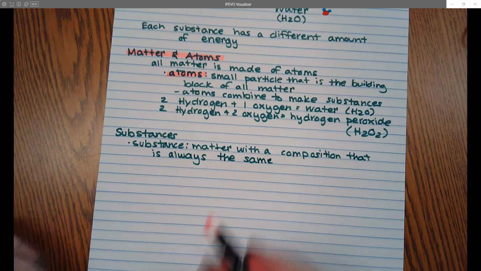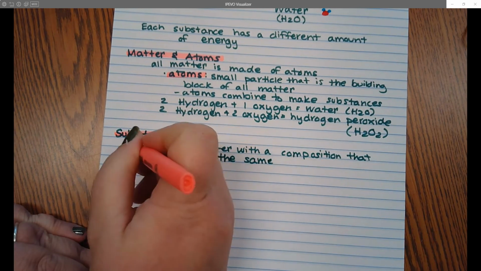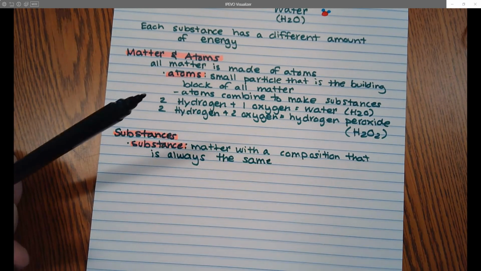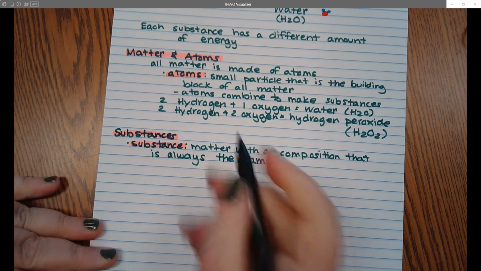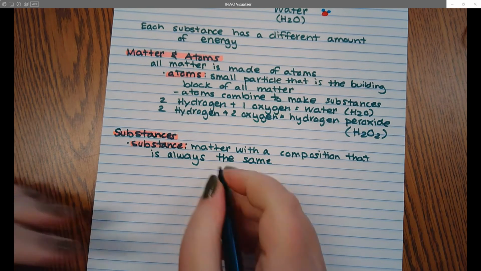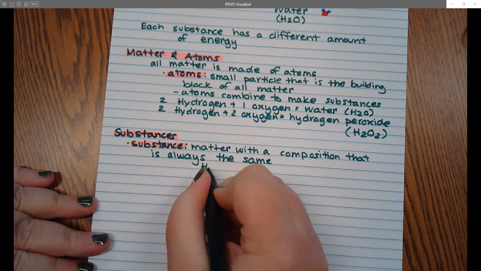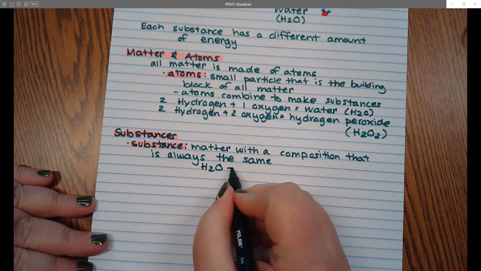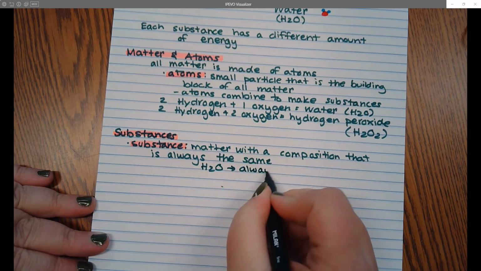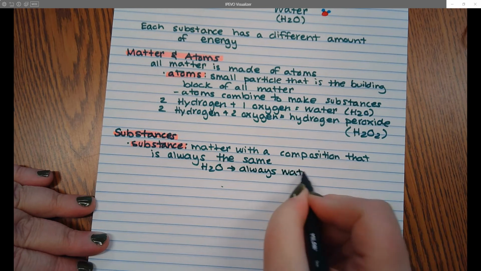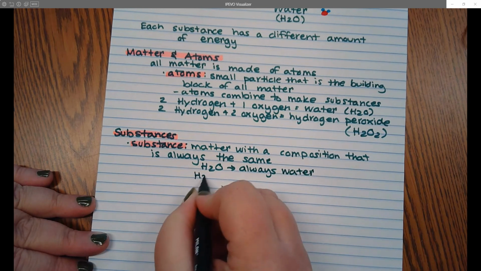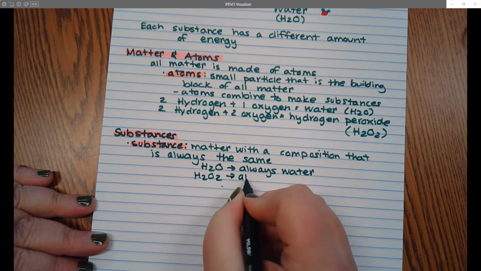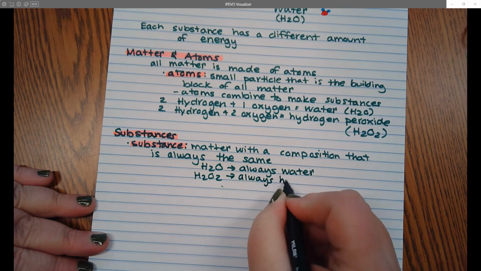And I'm going to highlight my section title and that definition, or the keyword. So, for example, I use water a lot as an example, but if we have 2 hydrogen and 1 oxygen, this will always be water. And H2O2 will always be hydrogen peroxide.